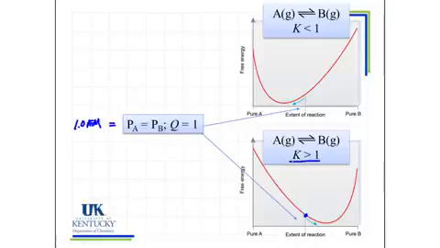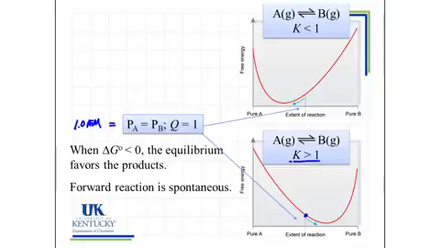That corresponds with a K greater than 1. If K is greater than 1, we know it's going to proceed to products in order to get to the equilibrium. So when delta G is less than 0, the equilibrium is going to favor those products. So we have a connection between a negative standard delta G and a positive K.